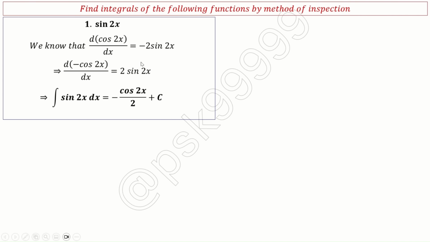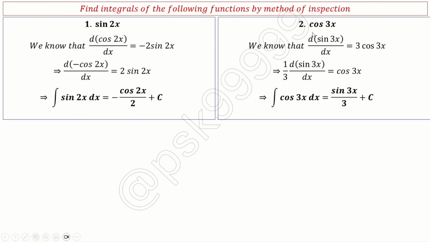So always do a proper differentiation first. Don't try to adjust directly. All these constants you can adjust later. This is very important.